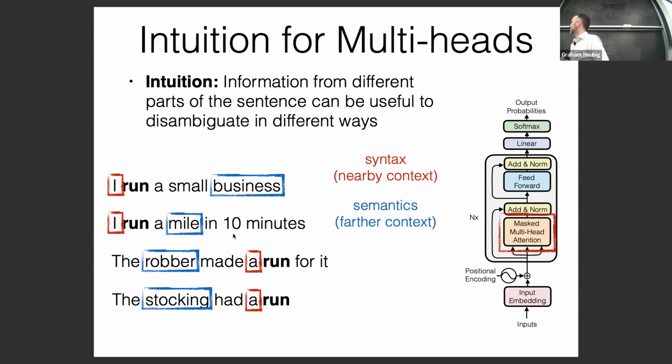So the basic idea here is that different pieces of context can be useful for different purposes. And that's what multi-head attention is trying to get at. It doesn't want to force you to decide whether to look at "I" or to look at "business", but it wants to allow you to look at both of them for different purposes.